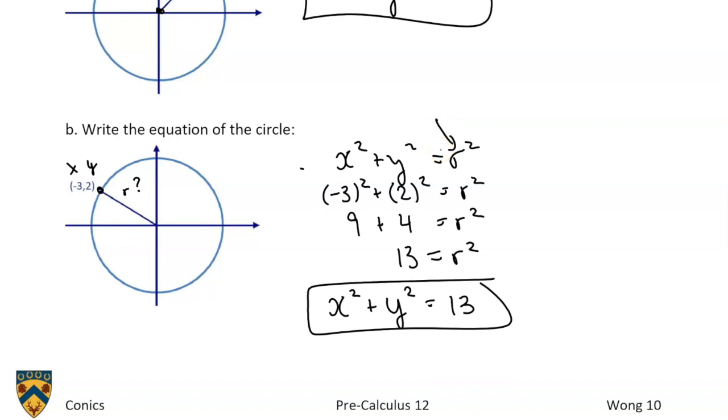If they asked a follow-up question and said, well, what's the radius? The radius itself, though, would be, well, r squared was equal to 13, so therefore r would be equal to the square root of 13. They're not asking for that, but it's just good to be able to know the difference between those 2 types of questions.